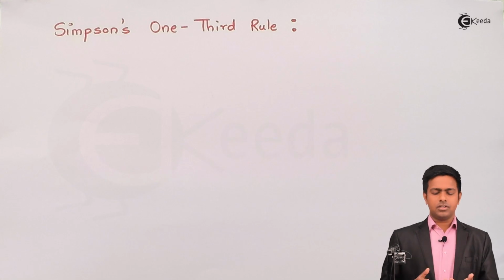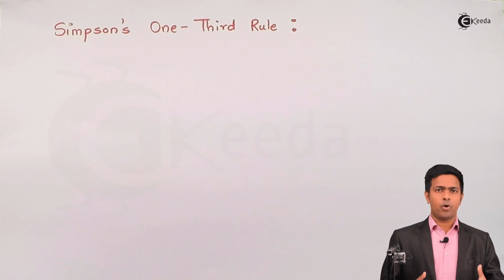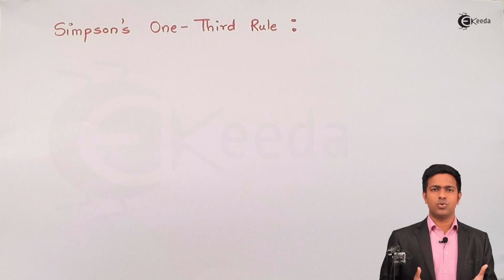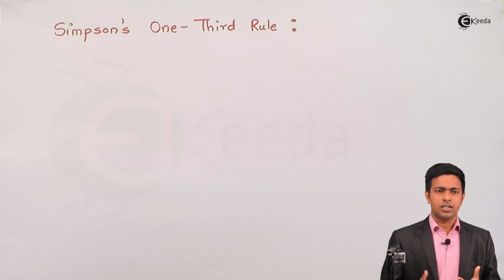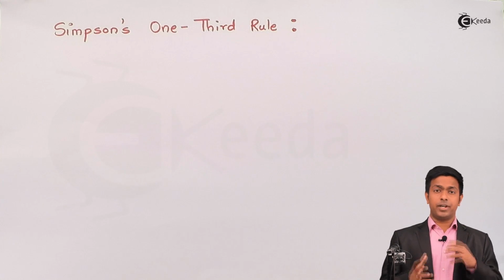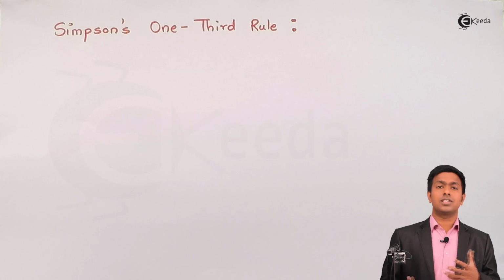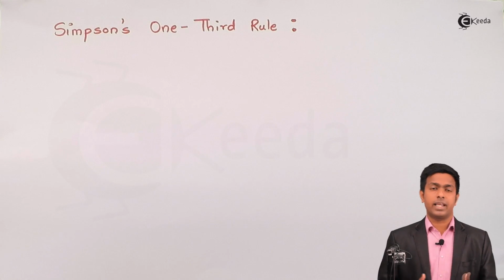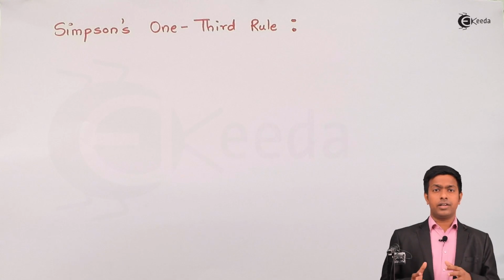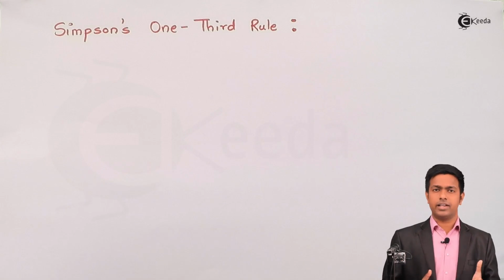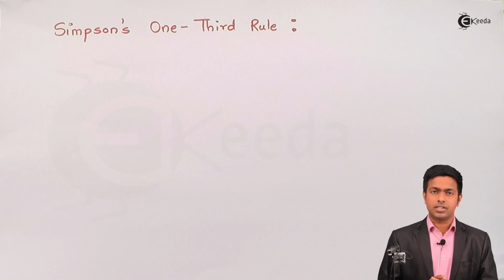Thomas Simpson is a scientist, and the rule is now popularly known as Simpson's rule. We say that Simpson's rule was invented by Thomas Simpson, but let me tell you that before Thomas Simpson, this rule was discovered by Johann Kepler, and it was used for 100 years. But now we know it by Simpson's name.